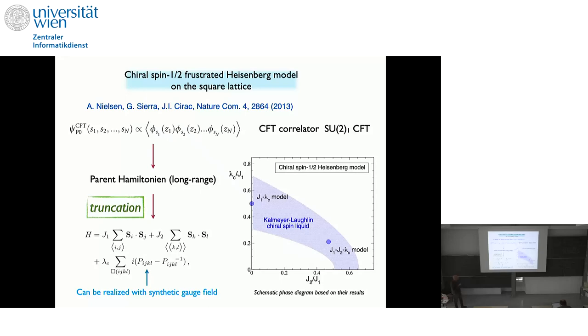And so this is a schematic phase diagram that I would draw from their work. There would be the frustration J2 over J1, and this chiral parameter lambda_C in units of J1. It is expected that there is a large region in parameter space that hosts this Kalmeyer-Laughlin chiral spin liquid. So that would be a very nice model to study, and I will show some results later on.